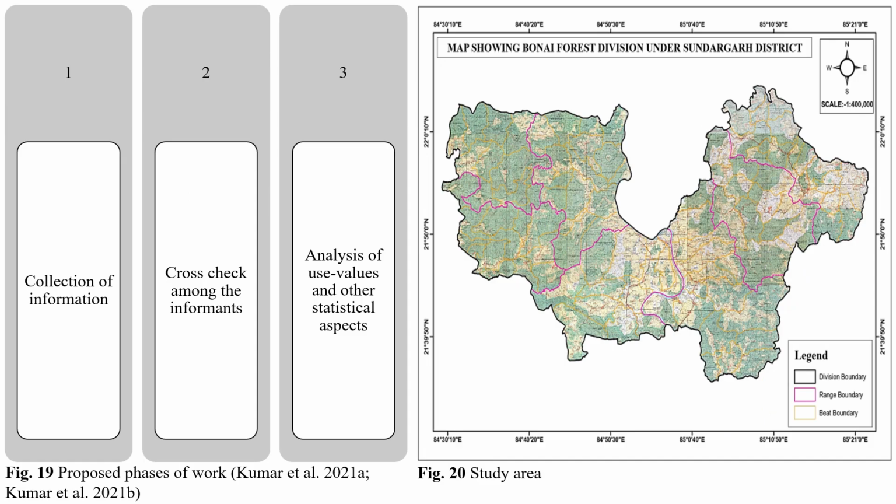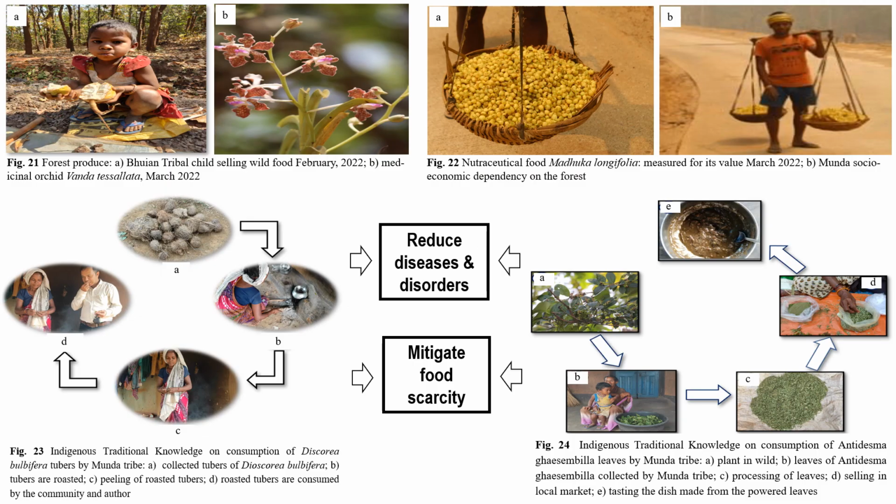So this is our study area where I did some work, like first collection of information, cross-check among the informants, analysis of use values and other statistical aspects. You can observe the result that we found: food, ecological importance, medicine, livelihood. You can observe the two photographs, particularly 23 and 24. Easily you can observe how indigenous traditional knowledge can mitigate food scarcity, reduce diseases and disorders, and provide livelihood.